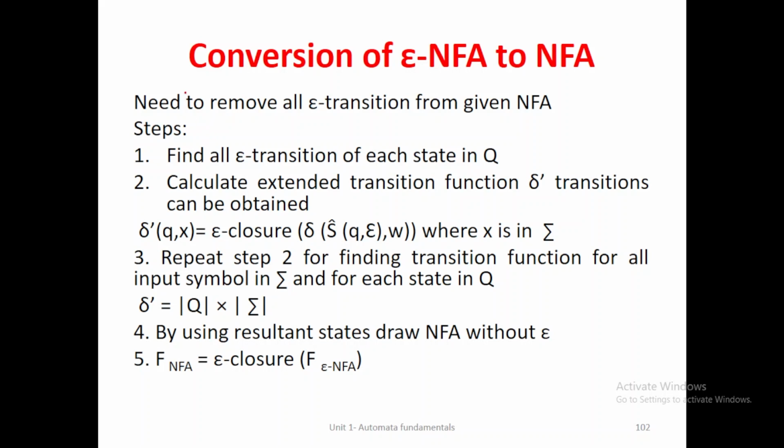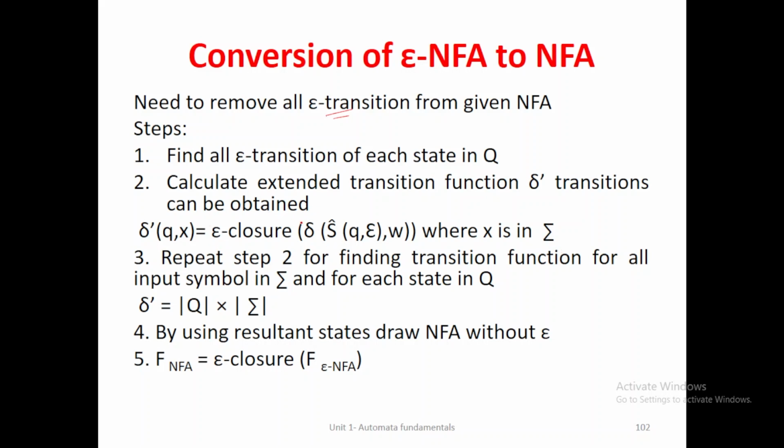So how can we convert epsilon NFA to NFA? Means the same set of states available in epsilon NFA is also available in NFA without epsilon transition. Okay, so step 1, what are all the states available in epsilon NFA? You should calculate epsilon transition function for all the states in epsilon NFA. This is step 1. Step 2, you should calculate the extended transition function tilde dash. So I already discussed the extended transition function. That means tilde dash of q comma x is equal to epsilon closure of tilde cap of q comma epsilon comma w, where x is a string. Here we are taking x as an input symbol in sigma.